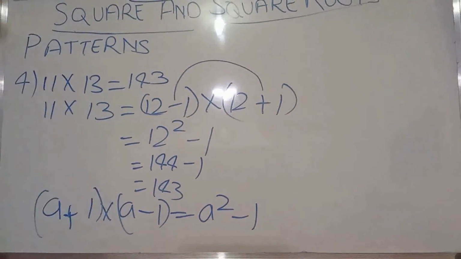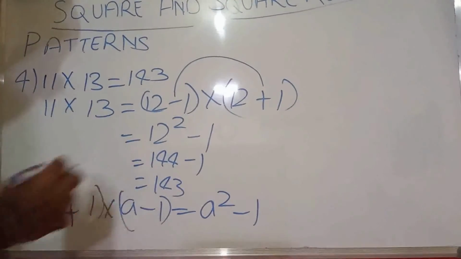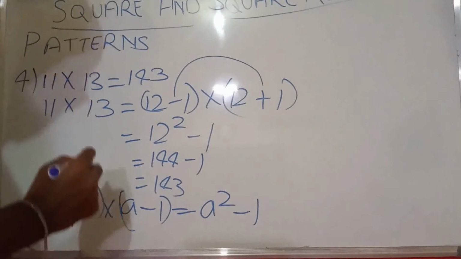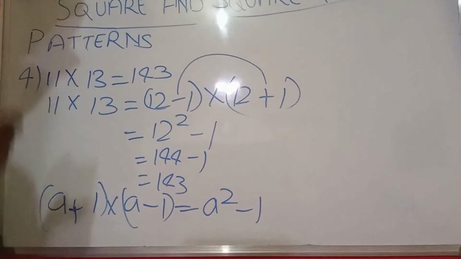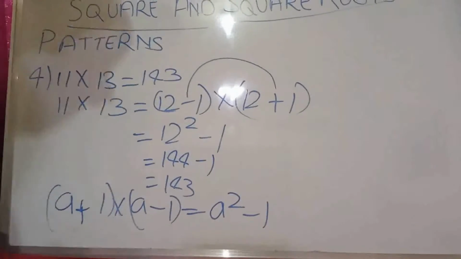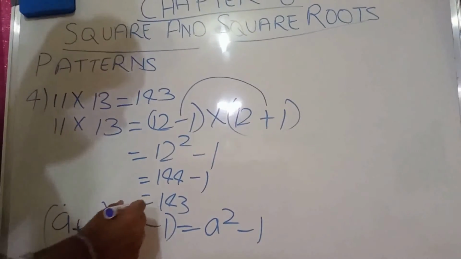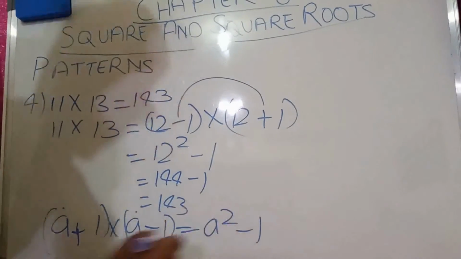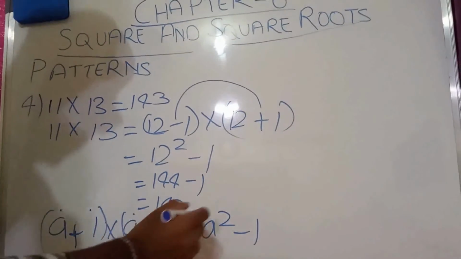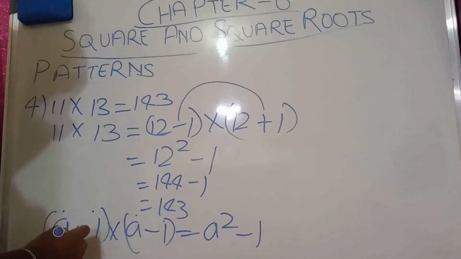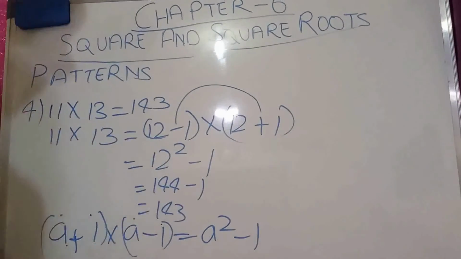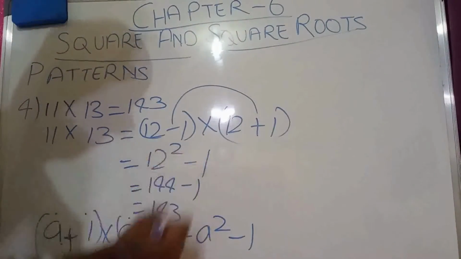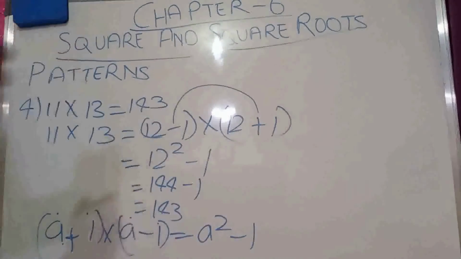This is a very easy method. Here a is 12. So a plus 1 is 13. A minus 1 is 11. So when we multiply a plus 1 into a minus 1, there are two a's. So when they get multiplied, they become a square. And the 1 stays as it is, because 1 into 1 is 1. And when we multiply plus and minus, we get minus. So it becomes a square minus 1. And here it was 12 square minus 1. So it becomes 144 minus 1, 143.